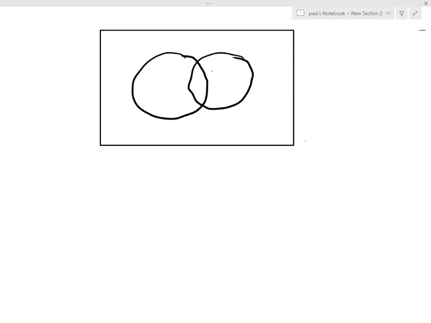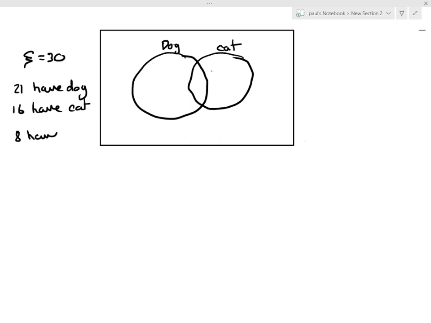Okay, so here we've got the data set, or everybody, is 30 people asked, and we've got dog, and we've got cat, and you've been given some information. 21 have a dog, 16 have a cat, and 8 have a dog but no cat. Okay, so first task is to fill this in.